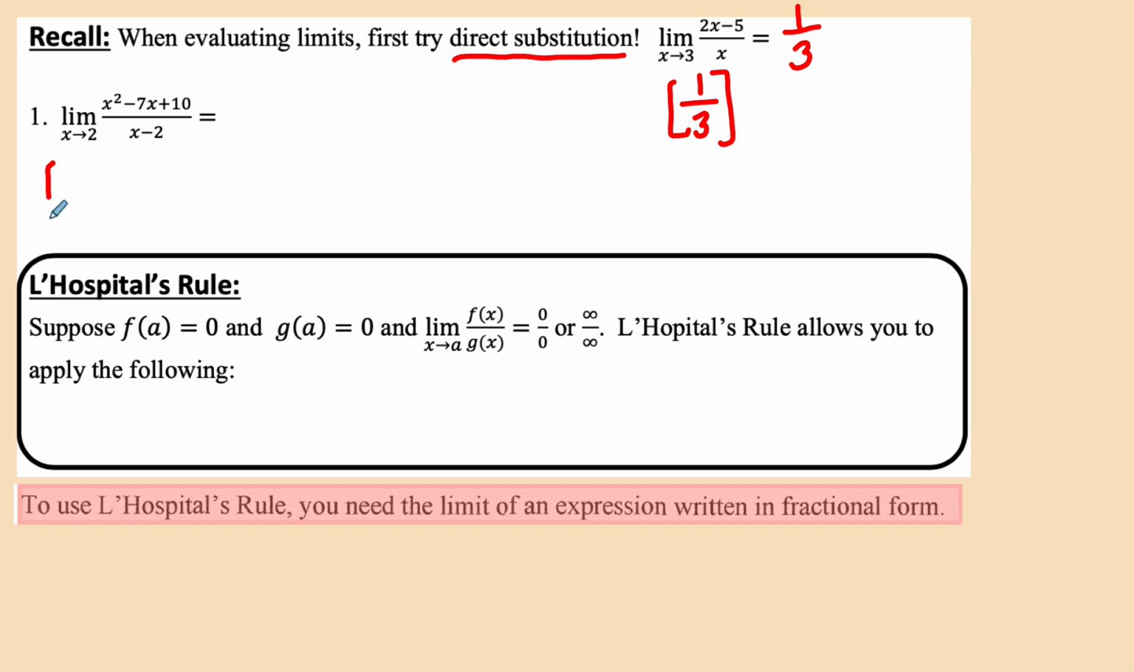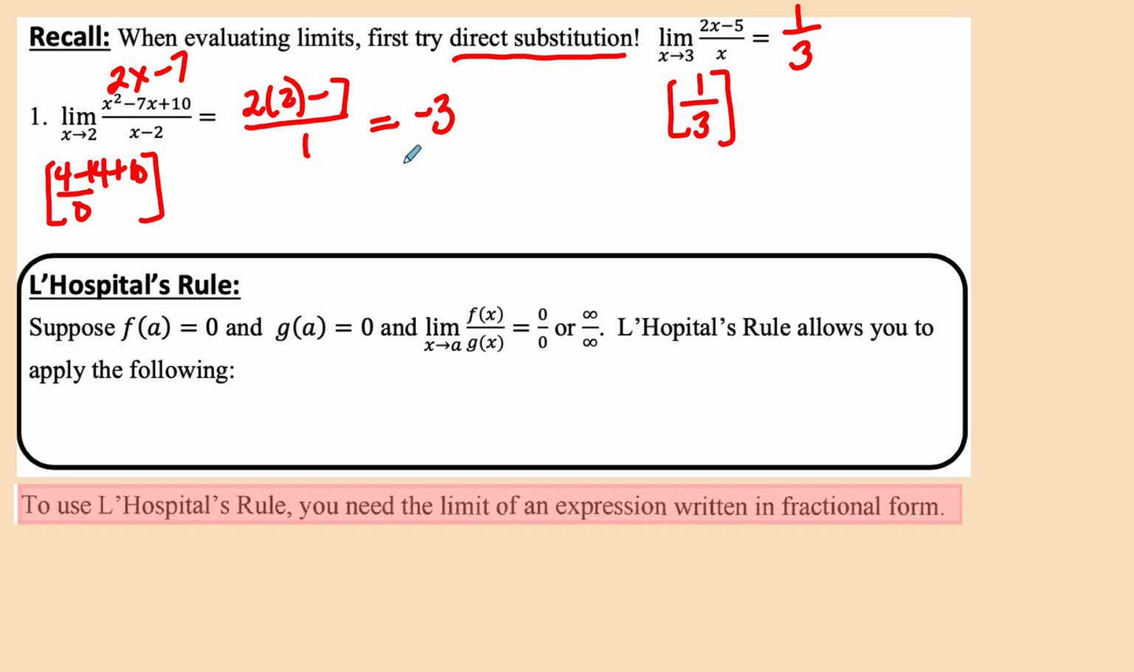Let's take a look at this limit. The denominator I know is 0, and the numerator is going to be 4 take away 14 plus 10, and I can see that's going to be a 0 in the numerator. So this is eligible for L'Hopital's rule. I'm going to take the derivative of the numerator, which is 2x minus 7, and I'm going to evaluate it at 2. So everywhere there's an x, I'm going to write 2. And then the derivative of the denominator is 1, and so the answer is -3. I didn't have to go through factoring.